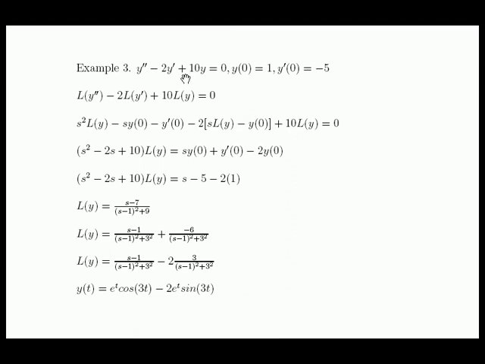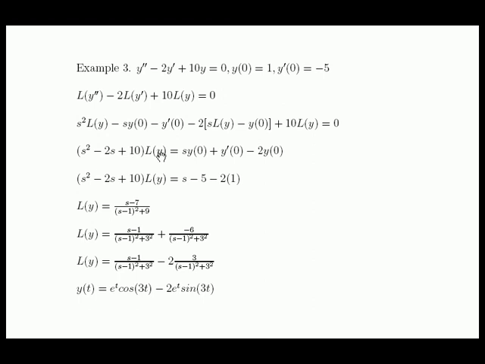So take the Laplace transform on both sides. The right-hand side, the Laplace transform, you normally just look it up in the table, but this one's 0, so that's easy. And Laplace transform of y double prime minus 2 Laplace transform of y prime plus 10 Laplace transform of y. Use the usual formula: L of y double prime is s squared Laplace transform of y minus s y of 0 minus y prime of 0. Then minus 2 times the Laplace transform of y prime, which is s Laplace transform of y minus y of 0. Then plus 10 Laplace transform of y.